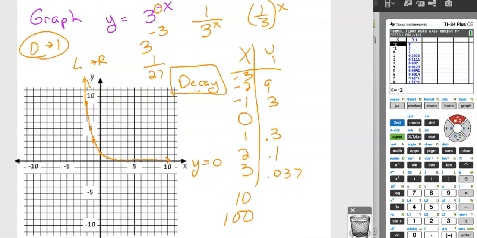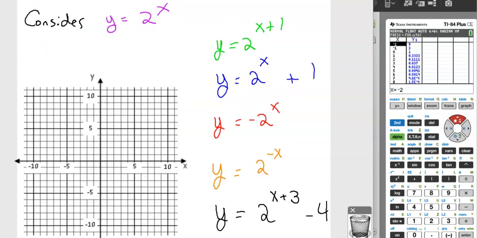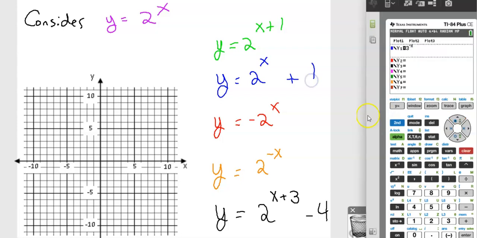So let's look at this right here. Now, you're like, what? I have to graph all of these functions? Well, we already graphed 2 to the x power. Okay, so let me go back to that function, 2 to the x power. And that's what the function looked like.